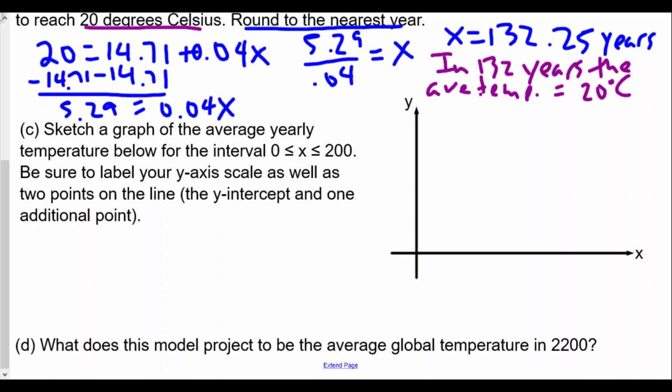So part C says sketch a graph of the average yearly temperature below for the interval 0 is less than or equal to x is less than or equal to 200. Be sure to label your y-axis and scale as well as 2 points on the line, the y-intercept, and 1 additional point. Well, to find the y-intercept, we're going to take that from the function. Well, C is equal to 14.71 plus 0.04x, and just when x equals 0. So when x equals 0, we have in this case the coordinate (0, 14.71).